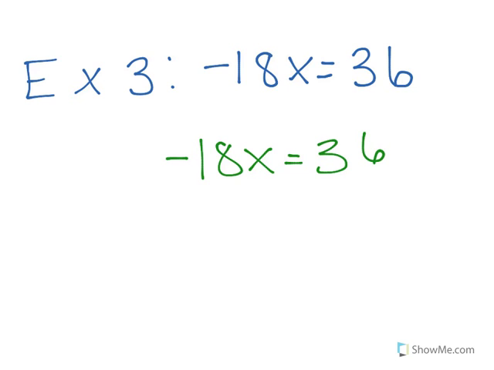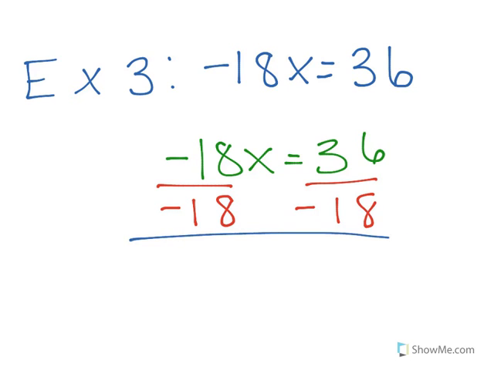So the opposite of multiplication that's going on in this problem is division. So I'm going to divide both sides by negative 18, or divide it by the number that's right next to my variable. Negative 18 divided by negative 18 is going to cross off and make my 1. So that was my goal, to get x by itself. And 36 divided by negative 18, well, a positive divided by a negative is a negative. And 36 divided by 18 is 2.